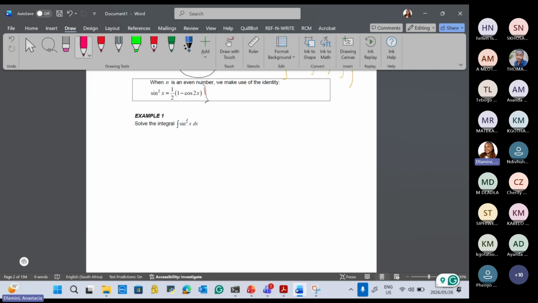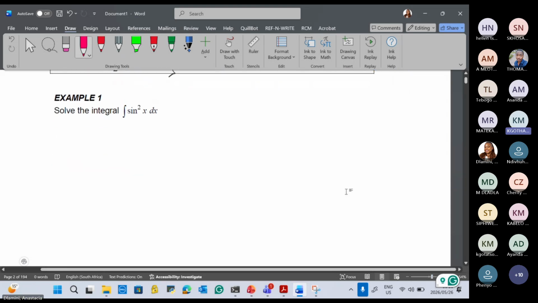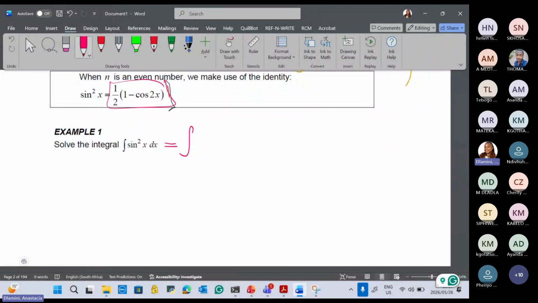Now, do you see that? Can you see that this is the integral of, maybe I should enlarge a little bit. Is it clear? Yes, ma'am. Now, do you see that n is even here? It's a 2 there. So since n is even, you say this equals the integral, you use this identity here, right? So then this equals the integral of 1 over 2, 1 minus cos of 2x dx.